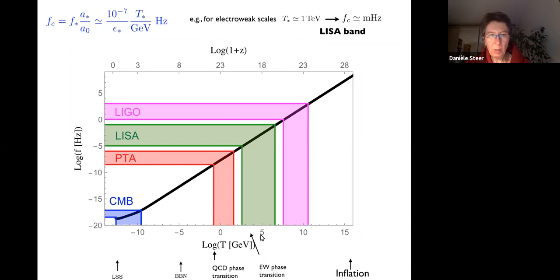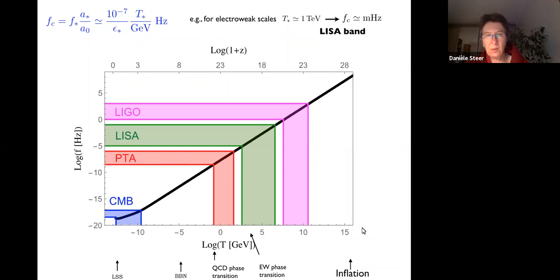So the great science potential of the LISA satellite for the stochastic gravitational wave background is that it is particularly sensitive to events occurring at the electroweak phase transition, or in energy scales of the order of the TeV. In fact, the QCD phase transition turns out to be in the frequency band of pulsar timing. So that's also a very interesting energy scale to look at.